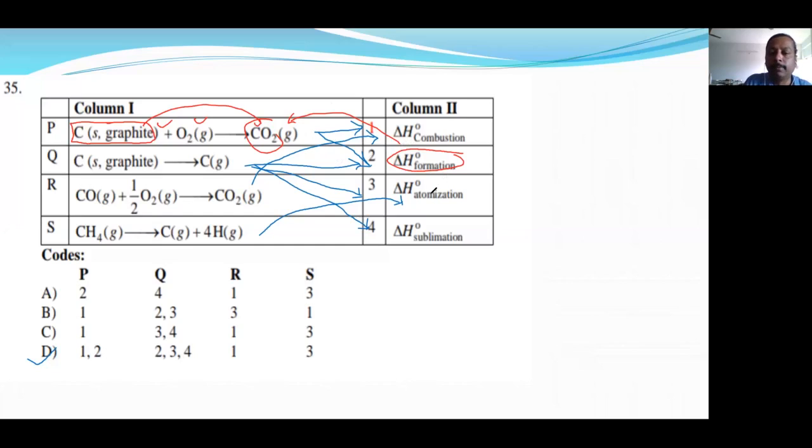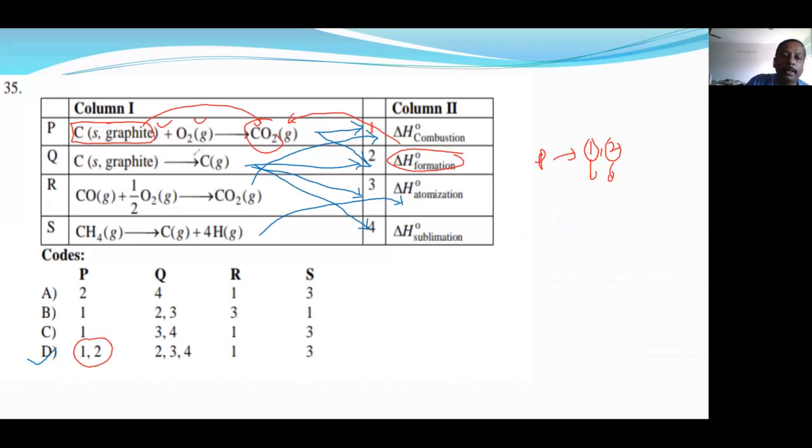Atomization, atoms are not formed. Sublimation means solid is not converted to gas. So P answer will be what? Only 1 comma 2. But terminology is different. It is enthalpy of combustion of what? Graphite. Okay, enthalpy of formation of CO2. Okay, so P answer will be 1 comma 2, and we have only one place 1 comma 2.